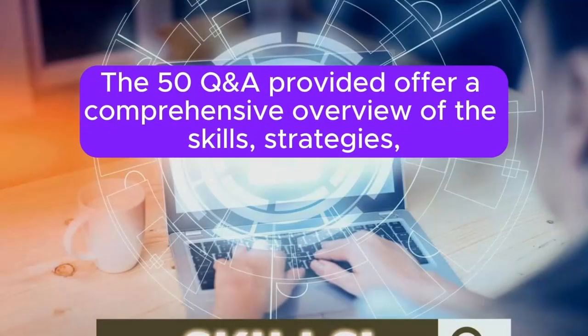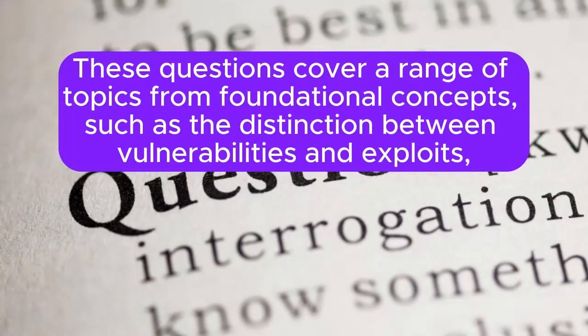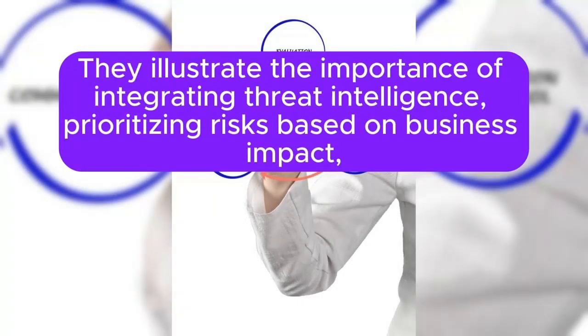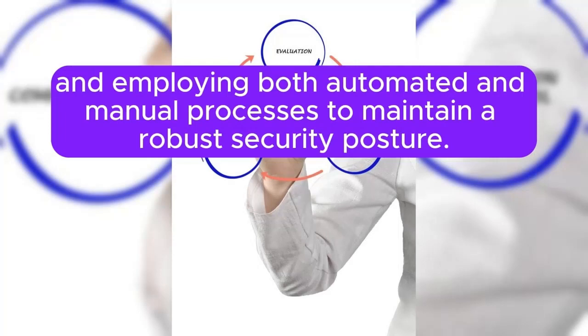The 50 Q and A provided offer a comprehensive overview of the skills, strategies, and practices essential for effective vulnerability management. These questions cover a range of topics from foundational concepts, such as the distinction between vulnerabilities and exploits, to complex scenarios involving legacy systems, third-party software, and regulatory compliance. They illustrate the importance of integrating threat intelligence, prioritizing risks based on business impact, and employing both automated and manual processes to maintain a robust security posture.